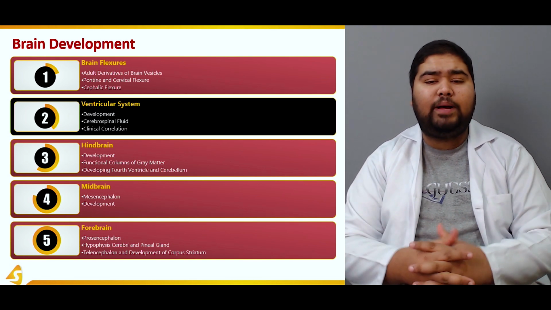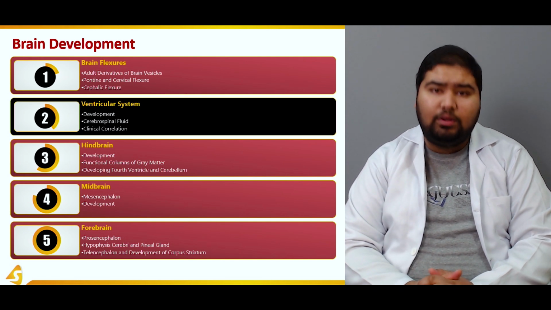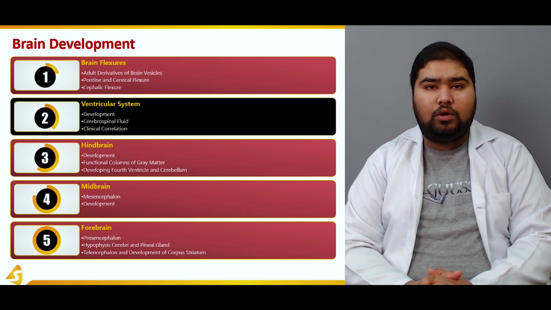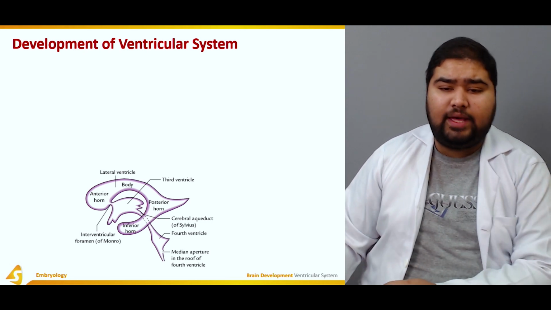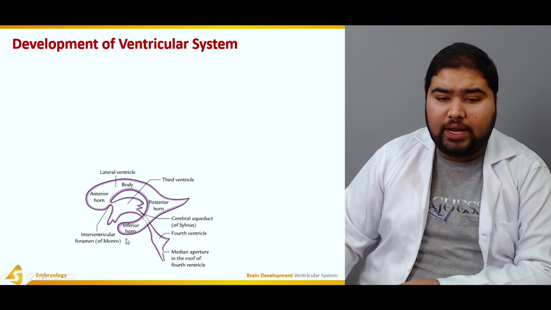So we'll talk about the development of the ventricular system in this section, then we'll talk about the cerebrospinal fluid, and finally the clinical correlates. Referring to the figure, this is what the ventricular system of the brain looks like.